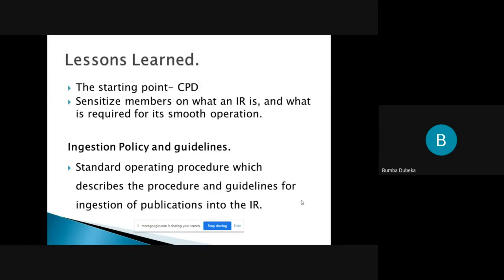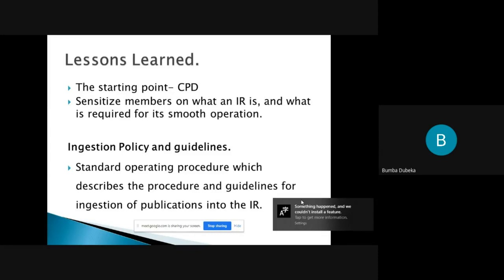So this CPD could involve the library staff. It could also involve the lecturers or the faculty themselves, because they also need to understand what needs to be done on their part as they send in documents to the repository.